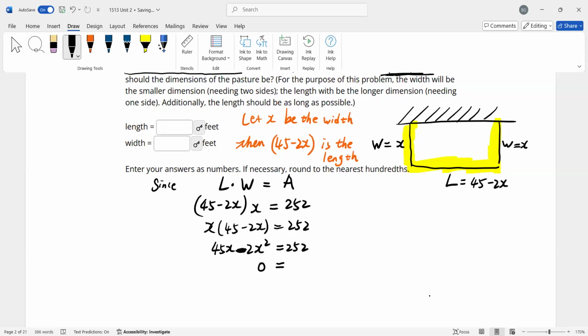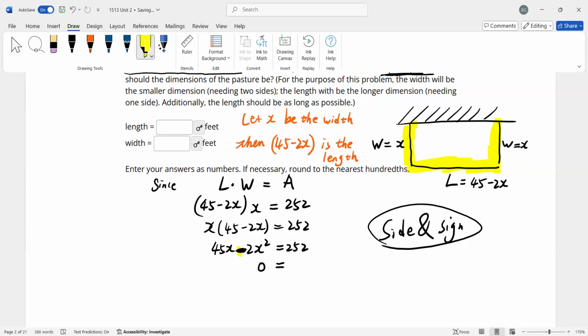This technique is called side and sign. I have this method taught in my Foundation 2 class. It says that we can move the terms in the equation anywhere we want. For example, if I want to move negative 2x squared from the left side to the right side, I just do it. But at the same time, I change the sign in front of it. The yellow term is negative on the left side, so when I move it to the right side, it becomes positive.